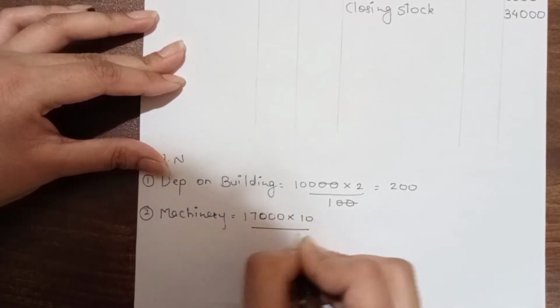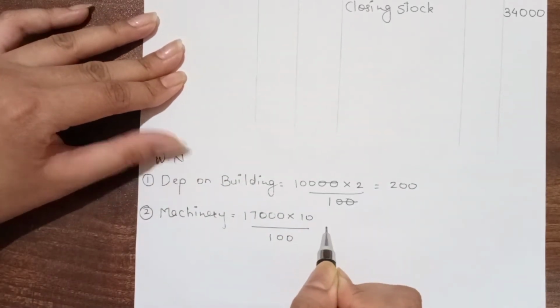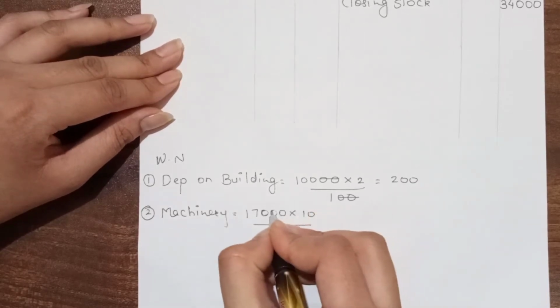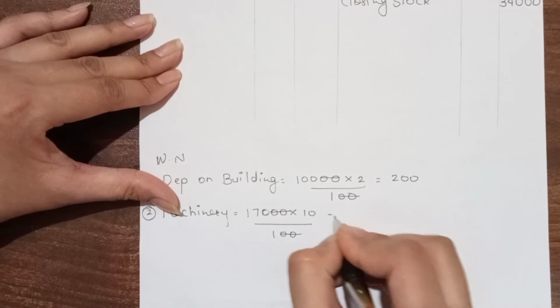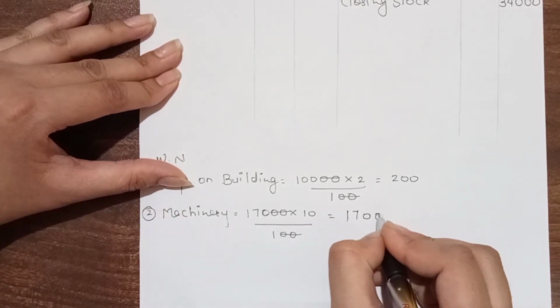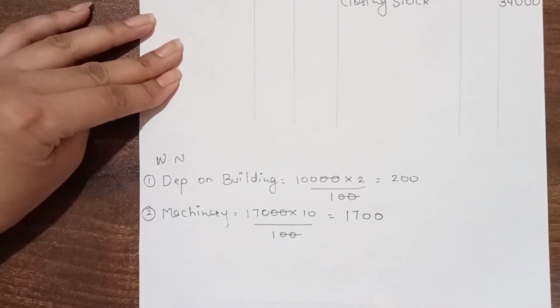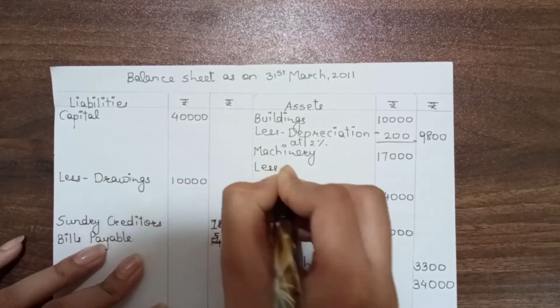into 10 divided by 100. It is out of 100 percentage, you have to calculate 10%. That's why we are dividing by 100. 0 gets cancelled. 170 into 10 is 1,700. So this 1,700 you have to subtract from the original amount of machinery. So we will subtract it and let's see the final amount.